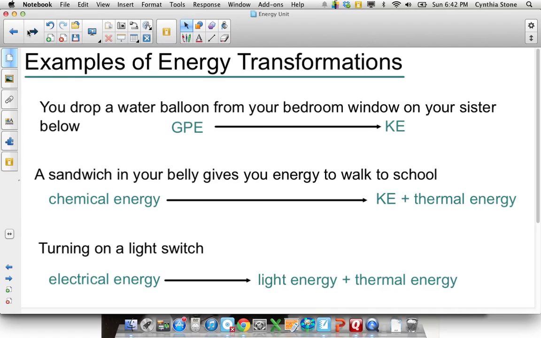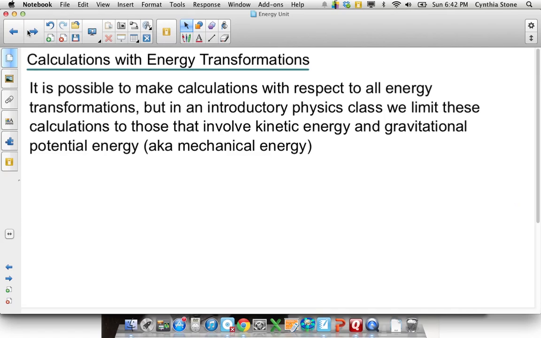Okay? Now the great thing is that we can do lots of calculations with energy transformations, great for me anyway, maybe not great for you. It's possible to make calculations with respect to all energy transformations. In this physics class, we keep that very focused on gravitational and kinetic energy. You can do it with them all, but we keep it limited to just those types, and those two types together have the term mechanical energy.